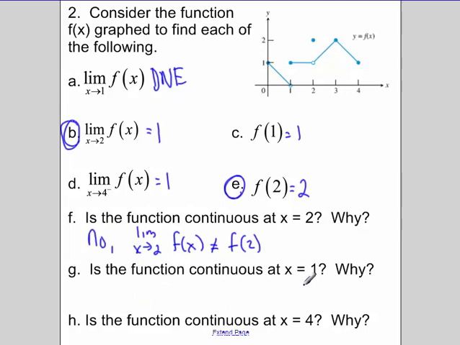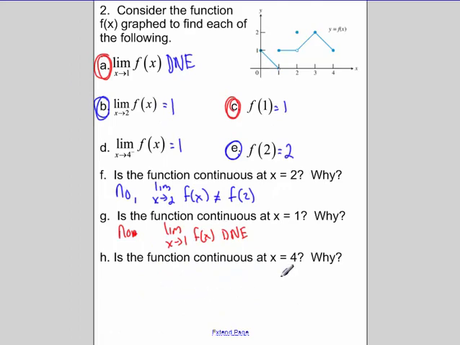Is the function continuous at 1? So I'm going to look at parts A and C. Well, I can just tell you the limit doesn't exist. It's not continuous because the limit as x goes to 1 of my function does not exist.